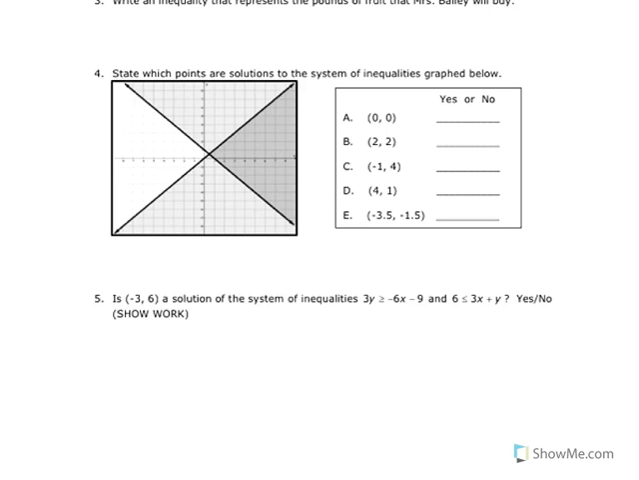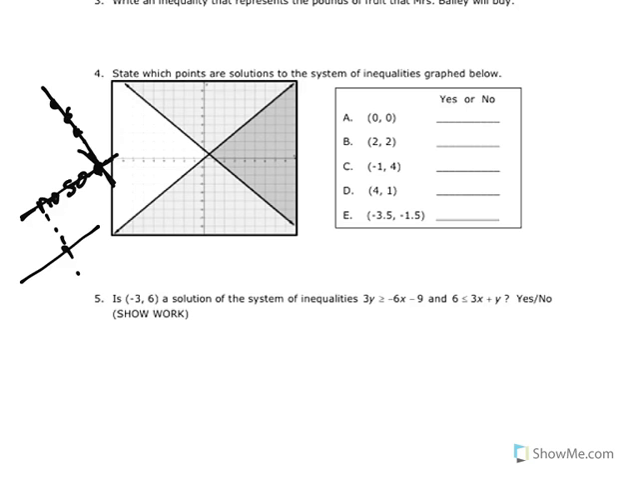Okay, so number 4, it says state which points are solutions to the system of inequalities that are graphed. So as a reminder from yesterday, how do we know what the solutions are? The solutions are going to be in the area of the graph that's been double shaded. Also, on solid lines, you have solutions. On dotted lines, no solutions. And on an intersection, they both have to be solid lines to be a solution. So one solid and one dotted would be no solution on the intersection point.